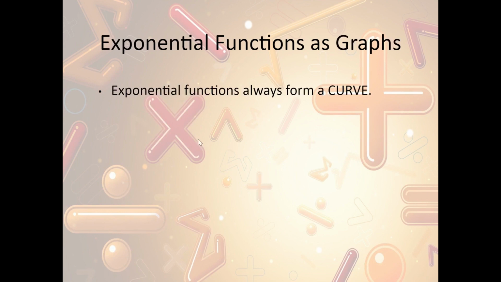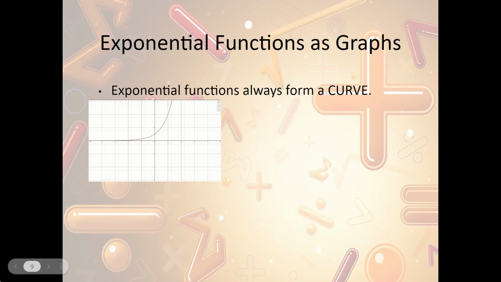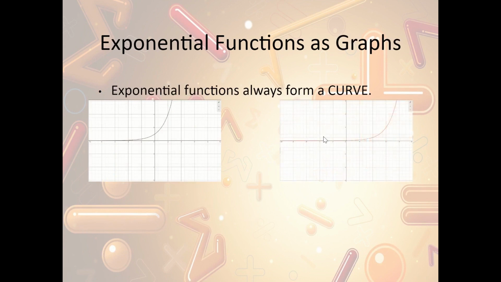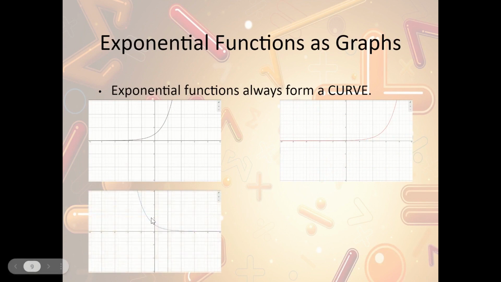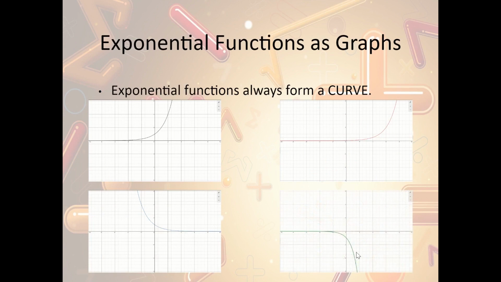Now, what do exponential functions look like as graphs? They always form a curve, a single curve. So for instance, this is an exponential function. Even if I shift it over, it's still considered an exponential function. If I have it go downward, that's an exponential function. And if I have it go below the x-axis, still an exponential function. All of these are examples of exponential functions.